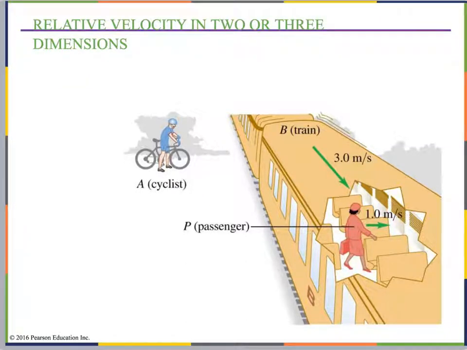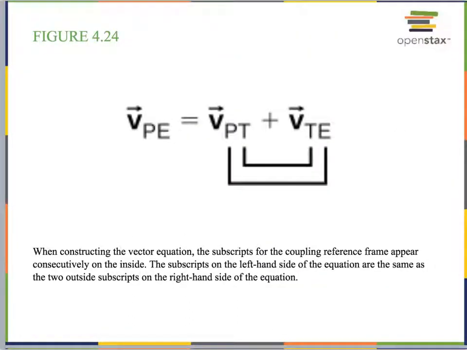Here's a train moving and someone walking in the train, and the cyclist is watching from a stationary frame of reference. So we see how fast this person, the passenger, is moving in the train, but we want to know how fast it seems like she's moving relative to the person who's stationary, and that would be the cyclist. If we use this notation, I find this really helpful.